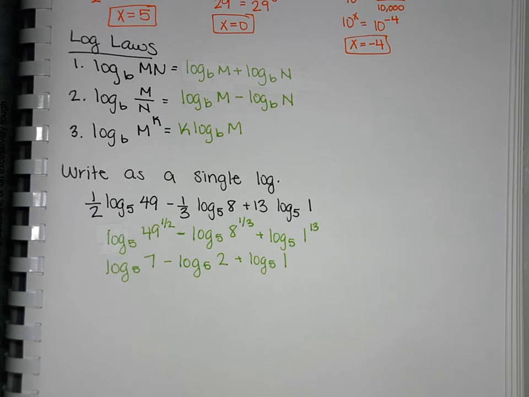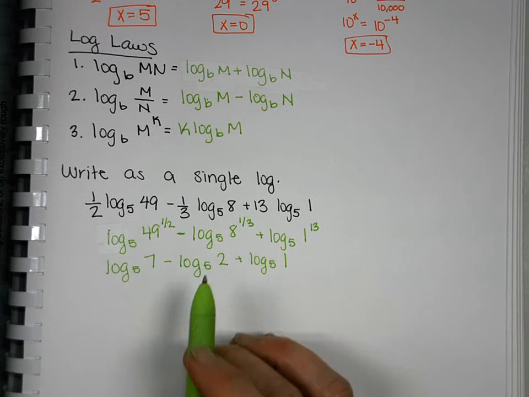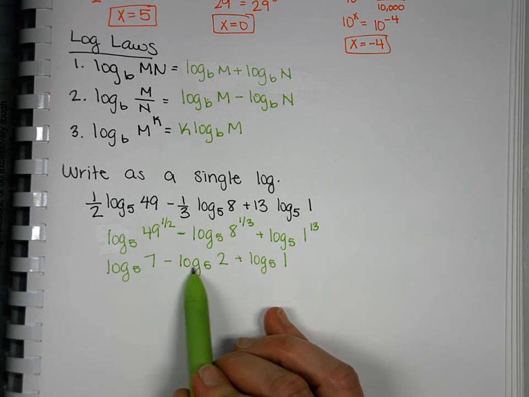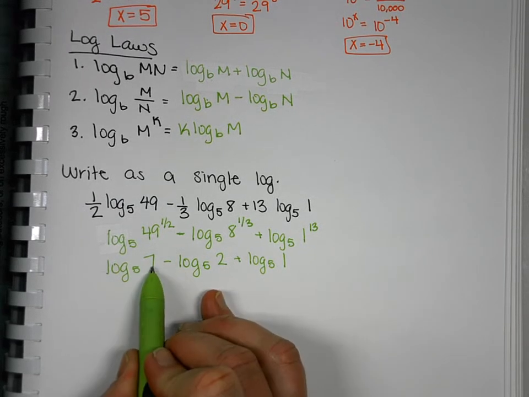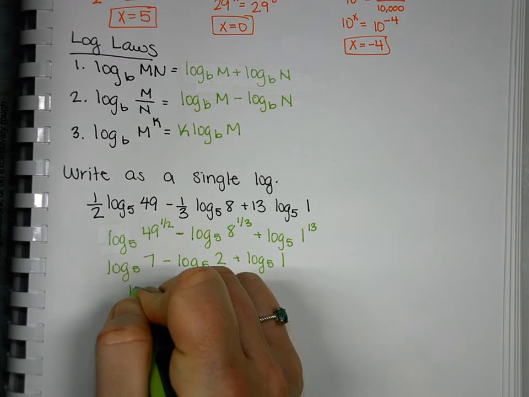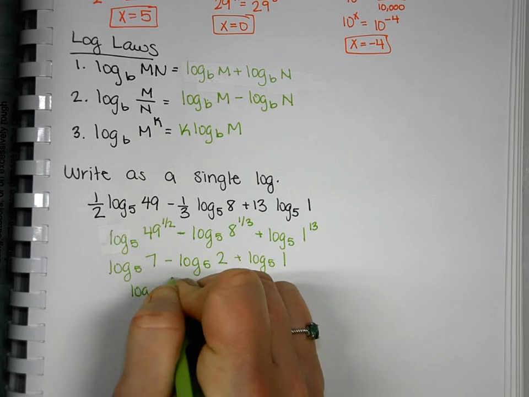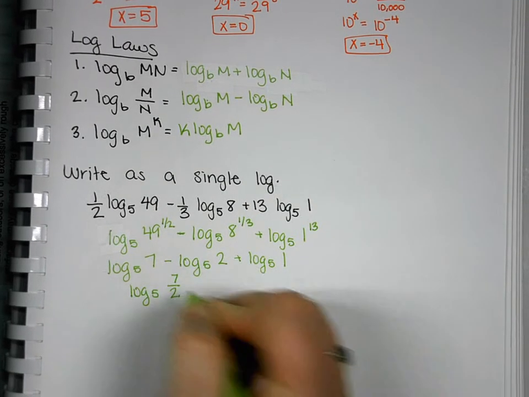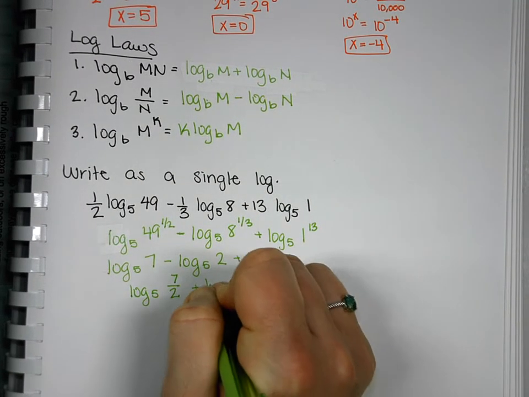So I've used my law 3. So now I notice that I have addition and subtraction. So I notice that the subtraction is here. So that means 7 is my numerator, 2 is my denominator. So I can condense this to be log base 5 of 7 divided by 2. And then I still have this log base 5 of 1.